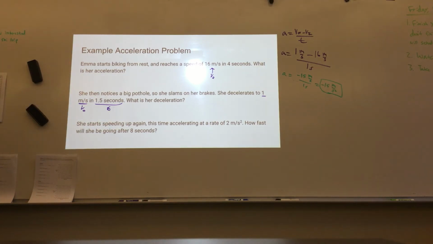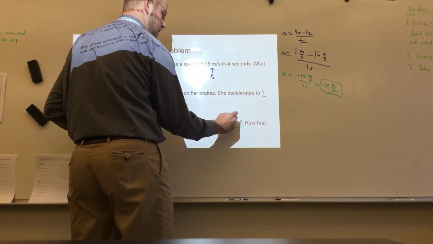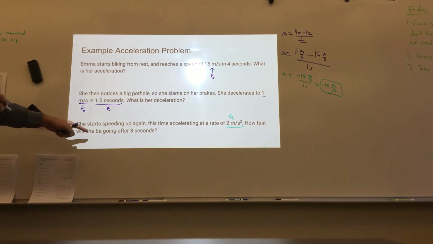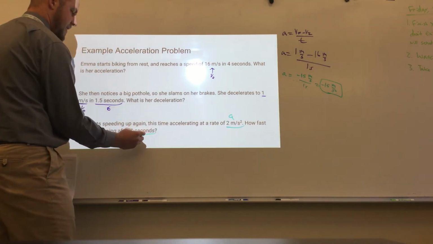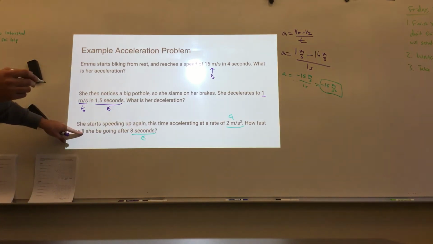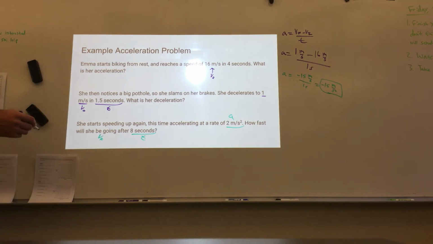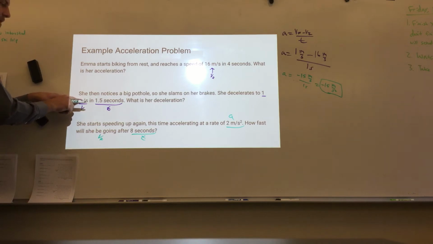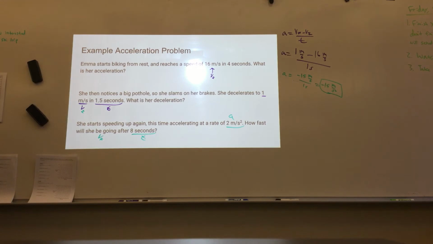Last question here is a little more difficult. She starts speeding up again, this time accelerating at a rate of 2 meters per second squared. So what I just told you right here, that is her a, her acceleration. I'm asking you, how fast will she be going after 8 seconds? 8 seconds, that's our time. How fast will she be going? That's asking for her final velocity. And you need to use the initial velocity from the previous problem. Remember, that's what she was doing at the end of that problem and the beginning of this problem. So that's now her initial velocity.